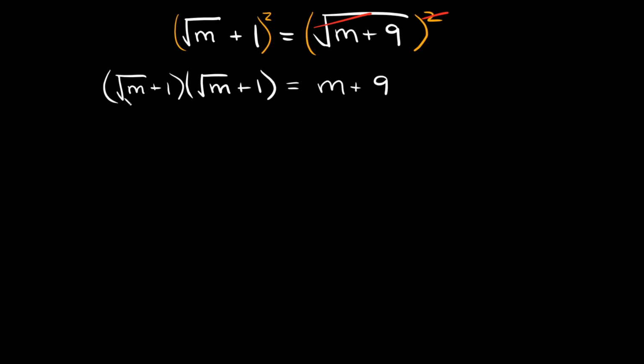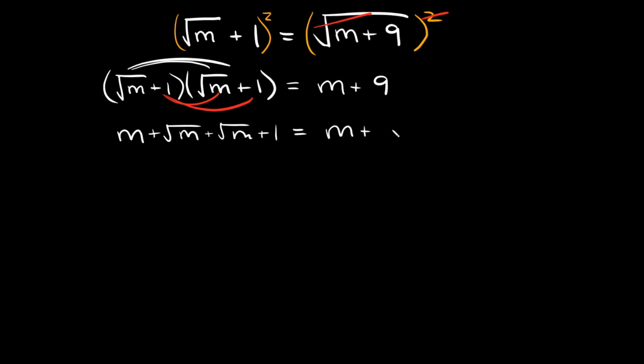Now we have to FOIL this again. What a shame. All right, so we're going to go first. Square root of m times the square root of m is just equal to m. That was first. We're going to go outer. Square root of m times 1 is equal to just the square root of m. Then we're going to go inner. So 1 times the square root of m, again, is just the square root of m. And then we're going to go last. So 1 times 1 is equal to 1. So plus 1. So that's equal to m plus 9.